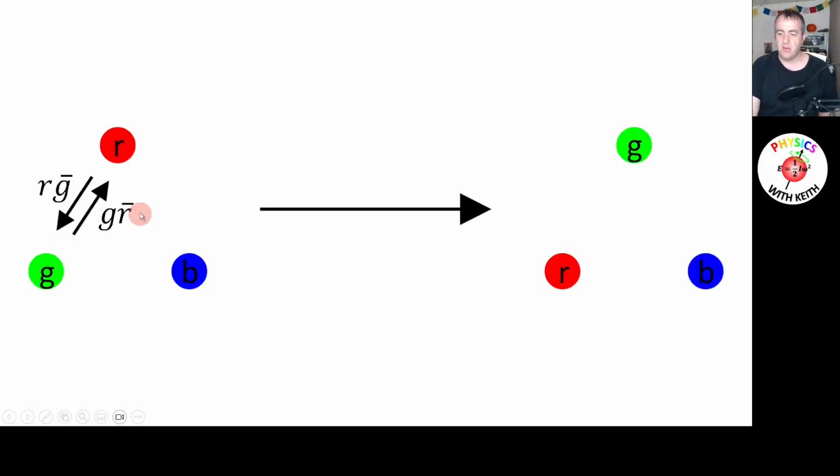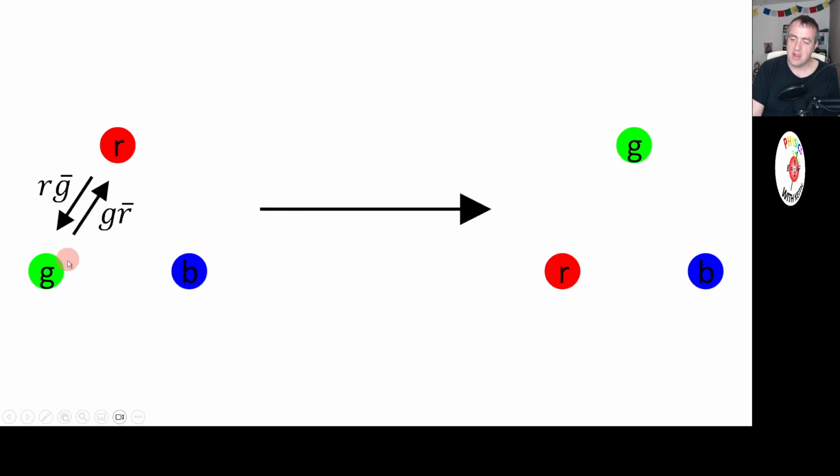We also have the same sort of process happening between the red and the green quark. So the red quark can lose redness and lose anti-greenness, thus becoming green. And the green quark can gain redness and also gain anti-greenness, so the green and the anti-green cancel and we're left with red.